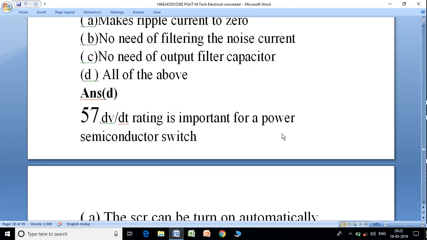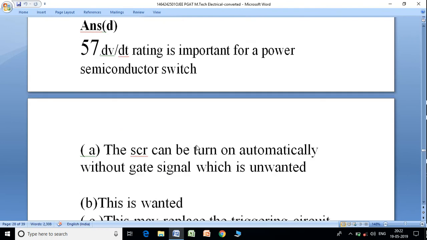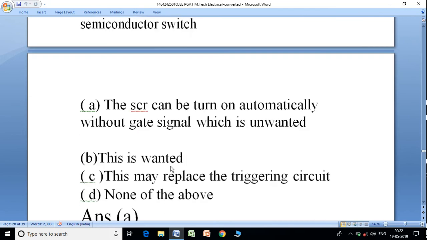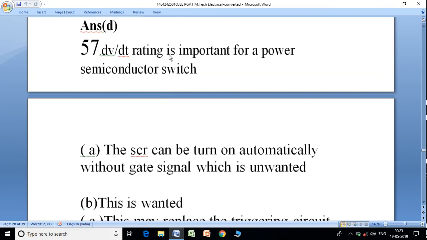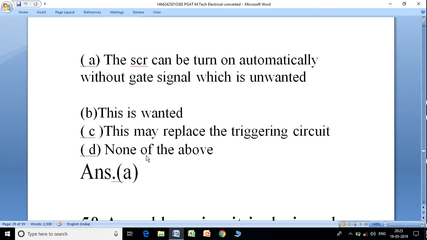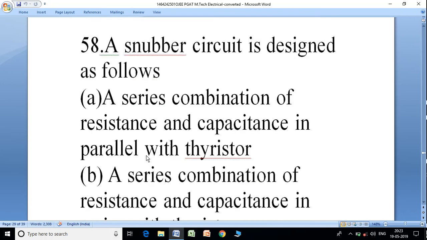dV by dt rating is important for a power semiconductor switch because the SCR can be turned on automatically without a gate signal, which is unwanted. So answer A is the correct answer. This is very dangerous, therefore this is not required, which is unwanted. So therefore we should know the dV by dt rating of a power semiconductor switch. Answer A is the correct answer.